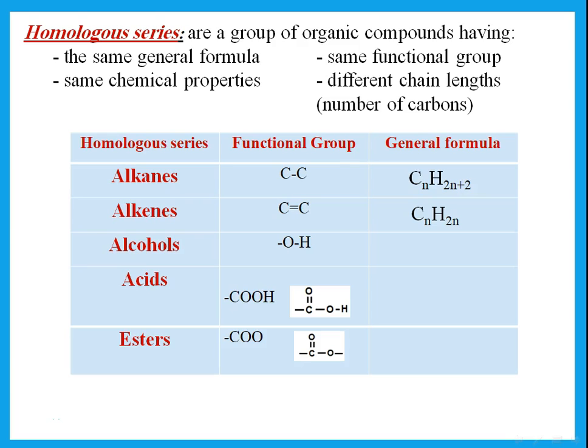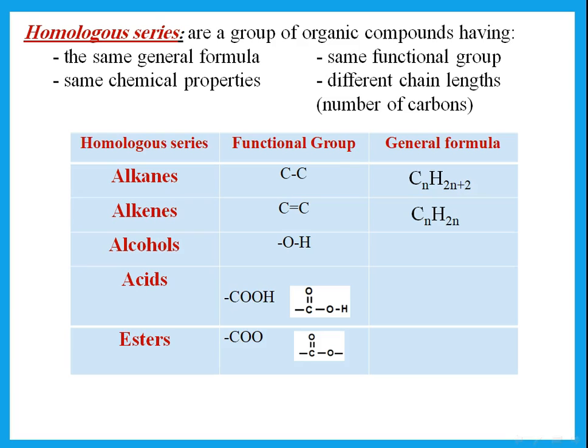Now, the members of the same homologous series will have, first of all, the same general formula. General formula is the relationship between the number of carbons and number of hydrogens. So, for example, if you're asked what is the general formula of alkanes, it is CnH2n+2. That means that for a certain number of carbons, if we're talking about alkanes, the number of hydrogens will be twice that number plus 2. That's what we call a general formula.